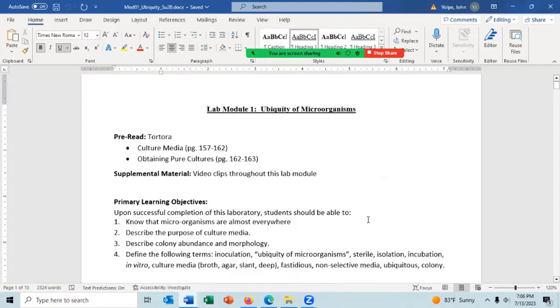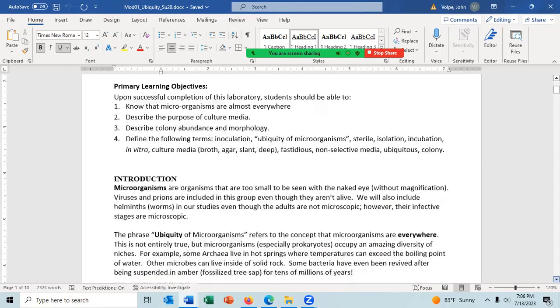Lab Module 1, Ubiquity of Microorganisms. There is some reading to do for this lab. Read about culture media, pages 157 to 162, and obtaining pure cultures, really just pages 162 to 163. There's some supplemental materials in this lab, including some video clips. The learning objectives for this lab: 1, know that microorganisms are almost everywhere. 2, describe the purpose of culture media. 3, describe what colony abundance and colony morphology are.